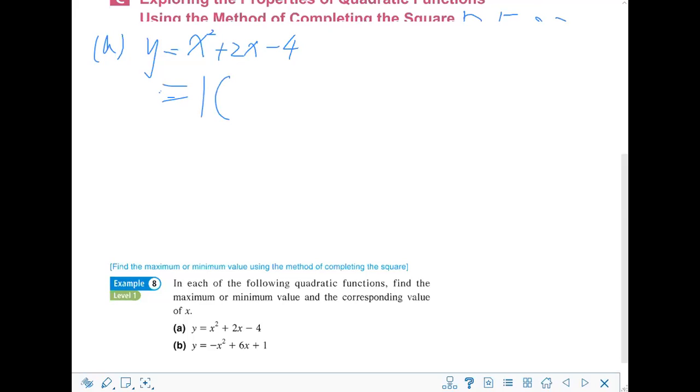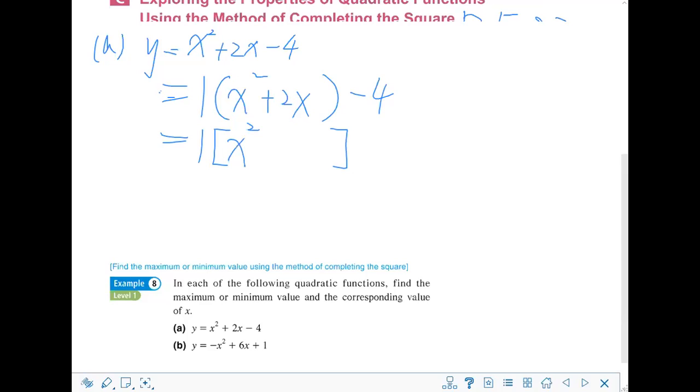Take out the a from the first two terms. Okay, but in this case, because it is 1, we have done nothing actually. But if a is not equal to 1, then we still need to take out the a from the first two terms. Then there's the c term, the -4. Just stay here, okay? Don't change it at the first few steps, okay? Just keep it.